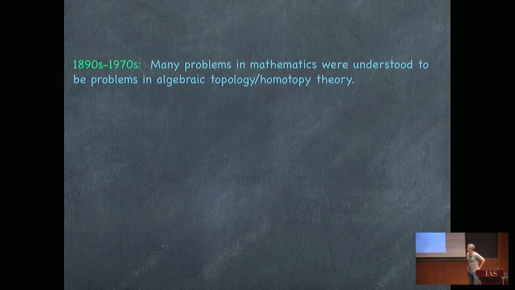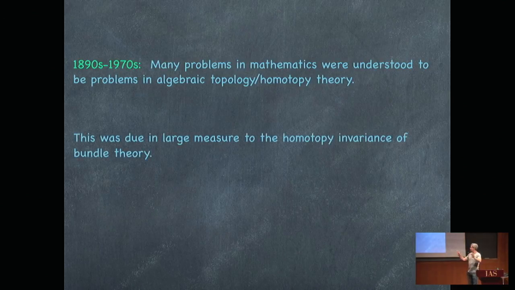So the first thing is a little bit of historical background: the development of algebraic topology was in concert with the development of algebraic geometry and the theory of manifolds. Many problems in mathematics came to be understood as problems in homotopy theory. And this was due in large measure to the fact that bundle theory is homotopy invariant. A bundle over a space across an interval is constant in the interval. A one-parameter family of bundles is actually isomorphic to a constant one.